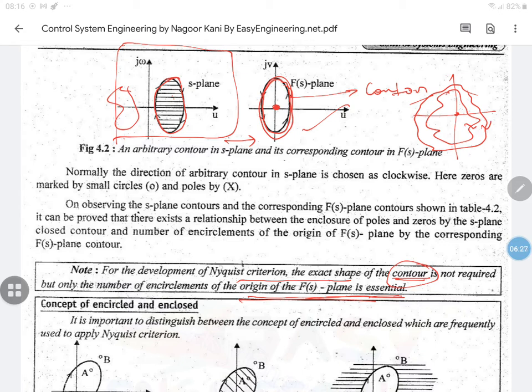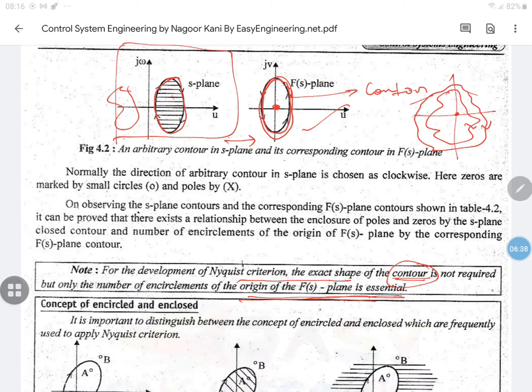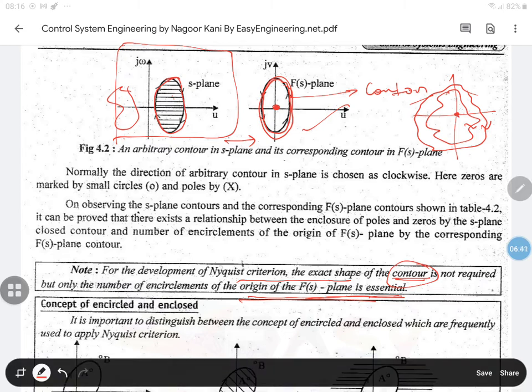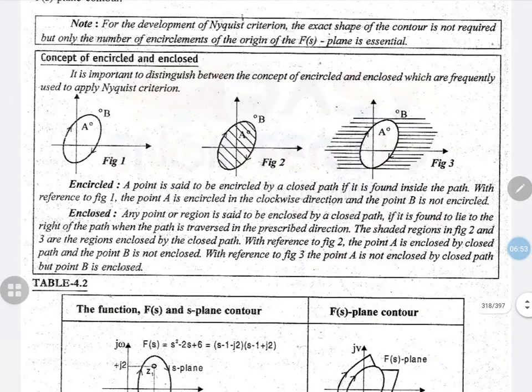Okay, so this information is important: how many times the contour encircles the origin, rather than the shape of the contour. The shape of the contour is not important, but the number of times the contour encircles the origin is important. So you should understand what is encirclement and what is enclosement, or how you can say a point is encircled or a point is enclosed.